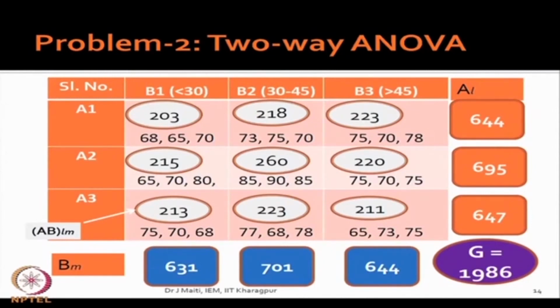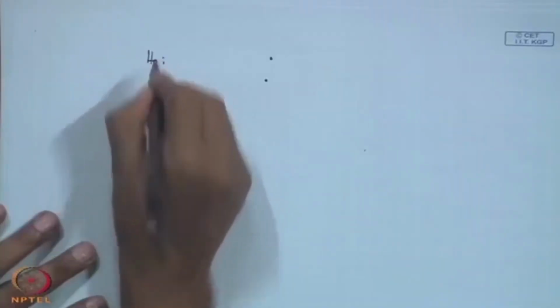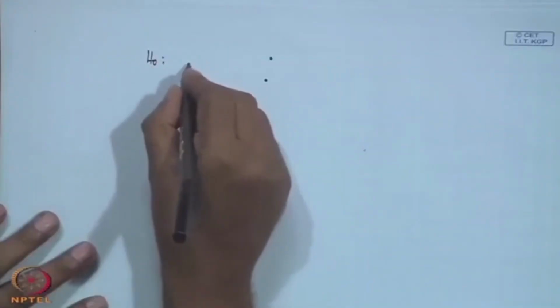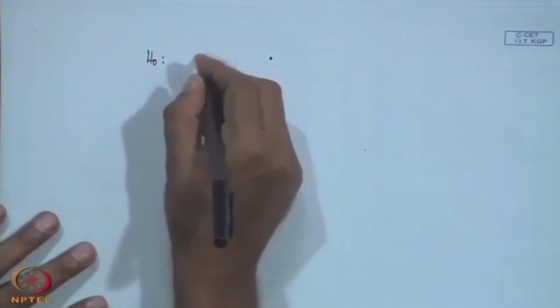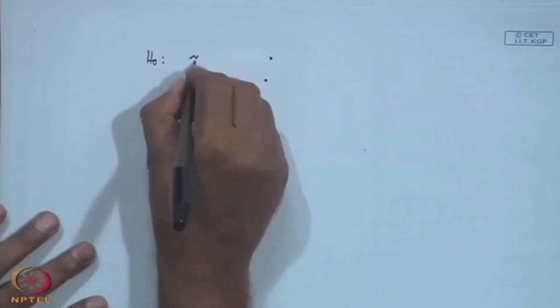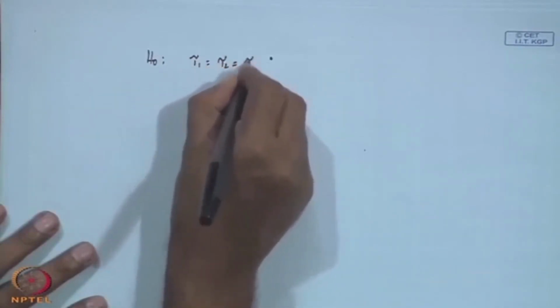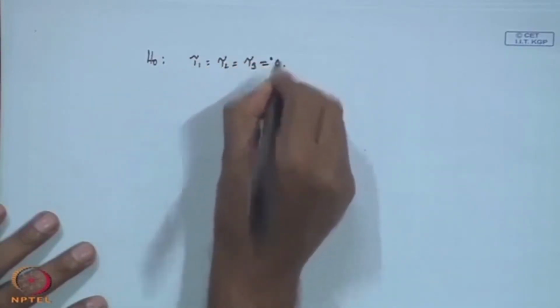What we want is to first see whether there is any effect of the departments, effect of the age groups, and interaction effects. So, we will go by hypothesis testing. What is your hypothesis here in this example? My hypothesis is that from the department's point of view, tau 1 equal to tau 2 equal to tau 3 equal to 0.